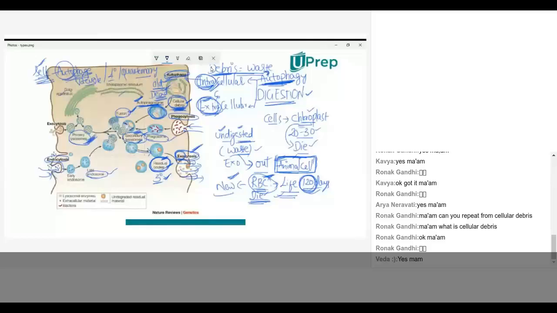If the autophagy word is okay, then I'll explain the autolysis word.